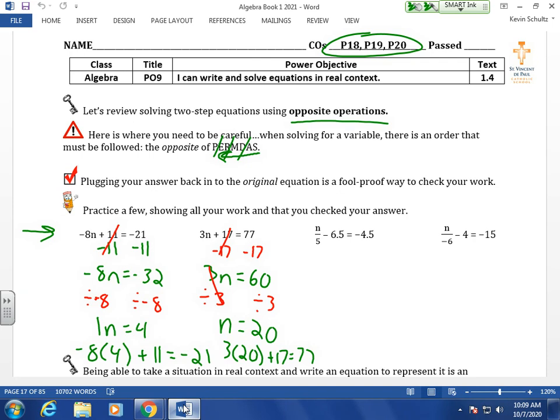The most common mistake that folks make with this is they'll start way back at the beginning here. Instead of subtracting 17, they'll add 17. So if you were to add 17 instead of subtract, you'd get 3n equals 94. Dividing that by 3 gets you 31 and a third. Not that your answer can't ever be a decimal or a fraction, because it will. It won't always work out to be nice and pretty like 20.